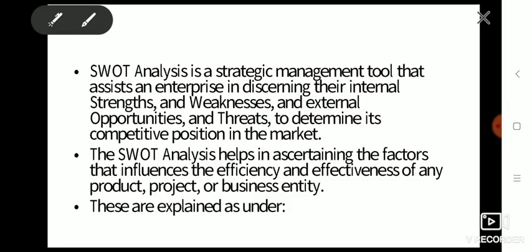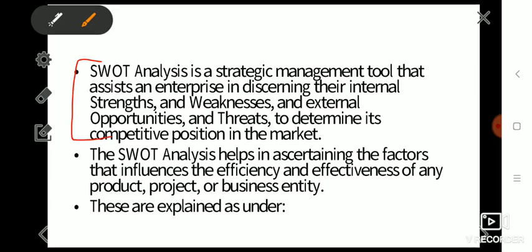By conducting a SWOT analysis, it helps an organization to understand what the strengths and weaknesses in the organization are, what opportunities are associated with it, and what threats are associated with it. All these factors can be understood by conducting a SWOT analysis. So this is what the first point tells us.